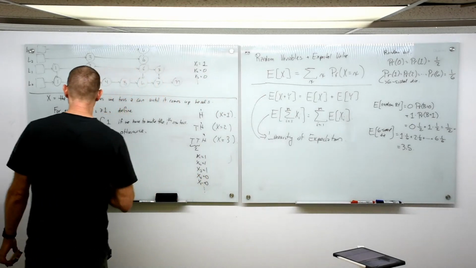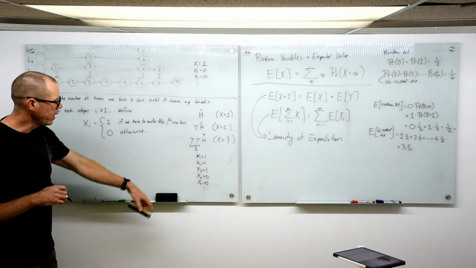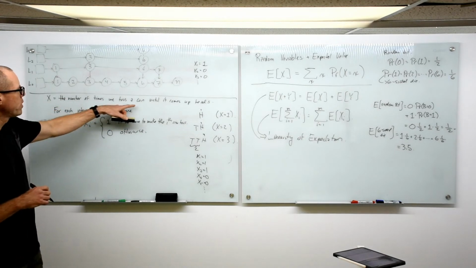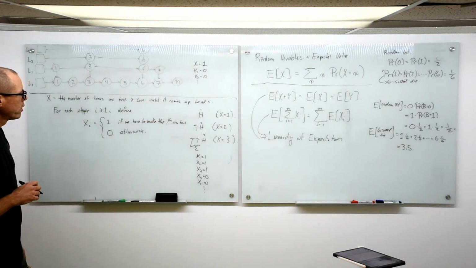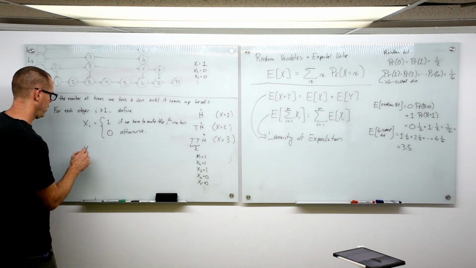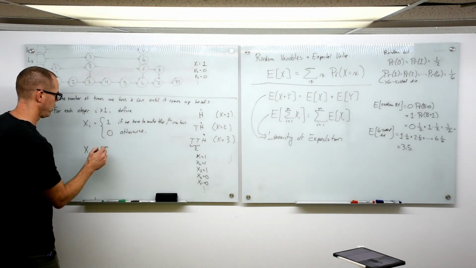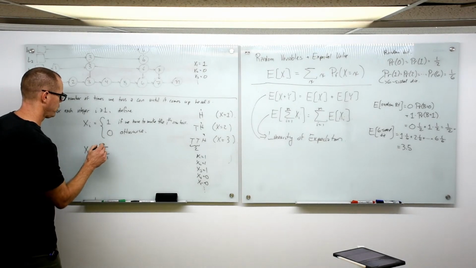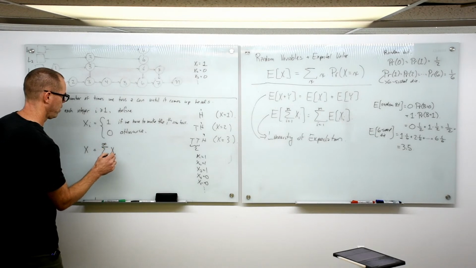And here's the nice thing about writing it this way: x, which is the number of times that I toss a coin until it comes up heads, is just equal to the sum from i equals 1 to infinity of xi.